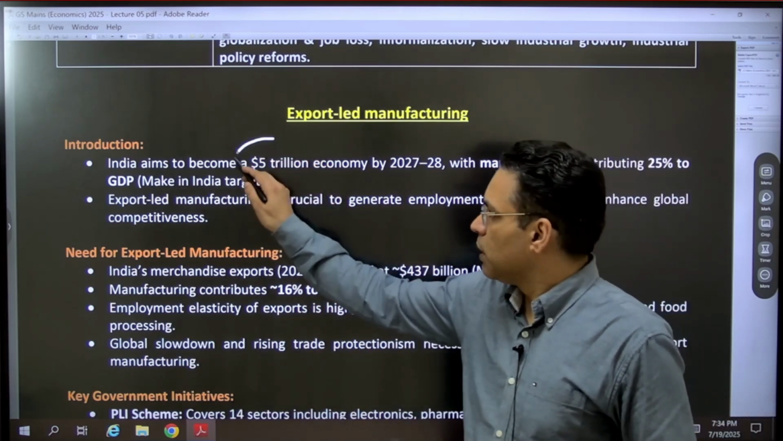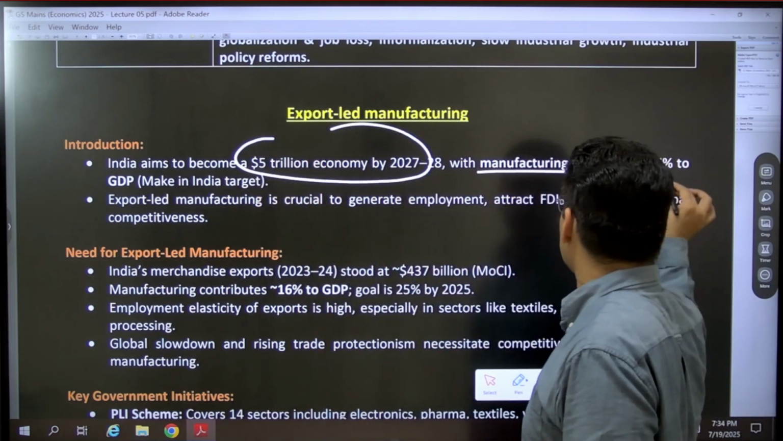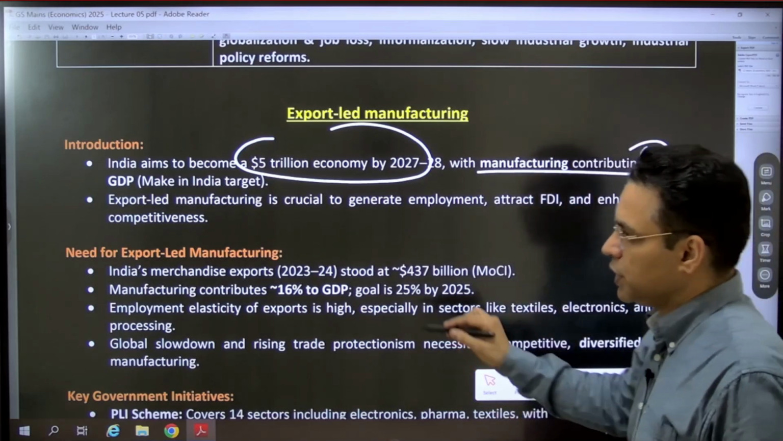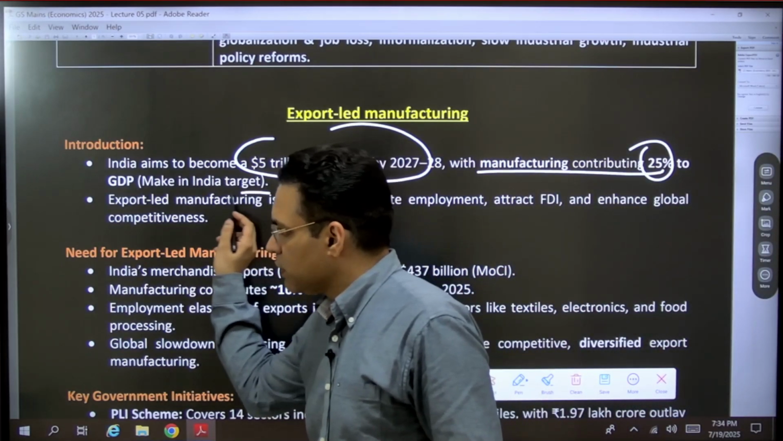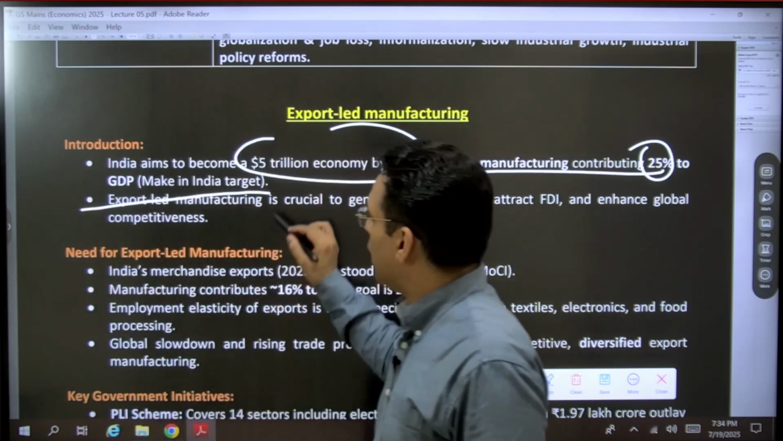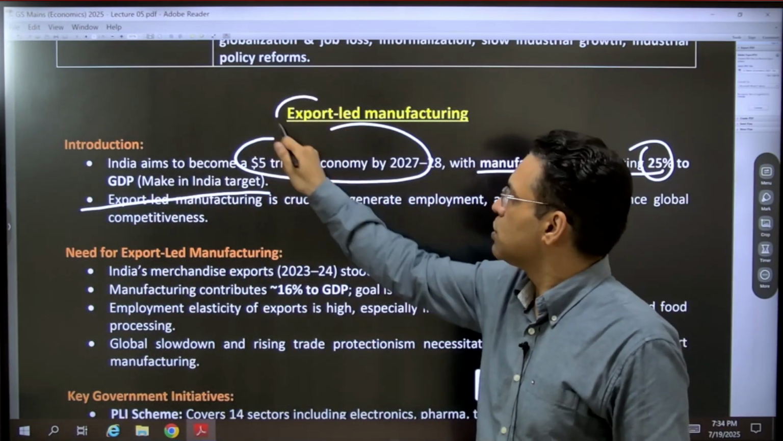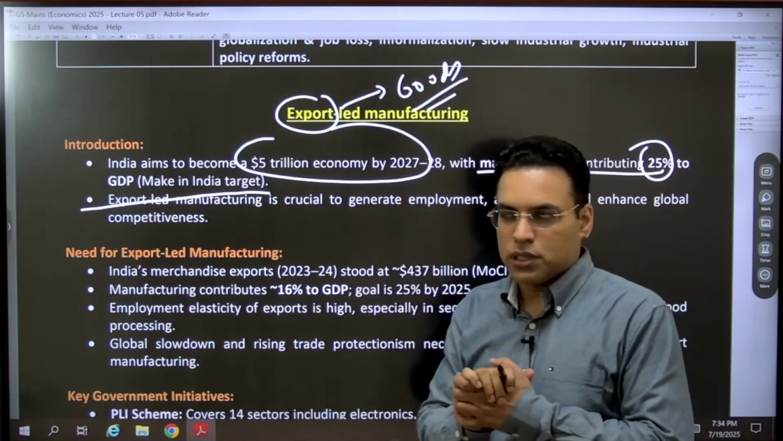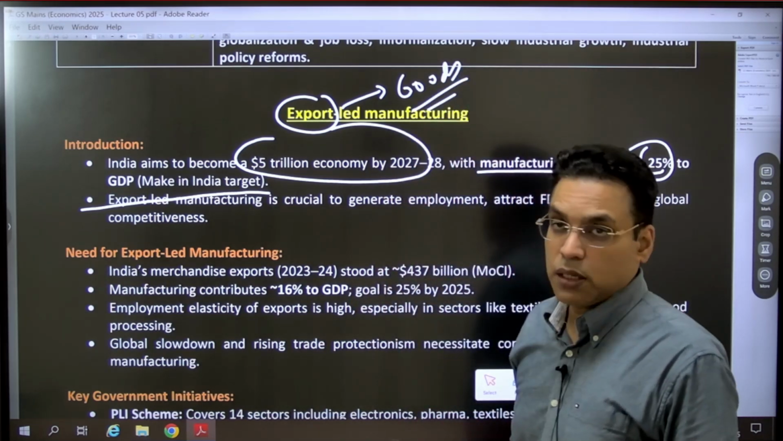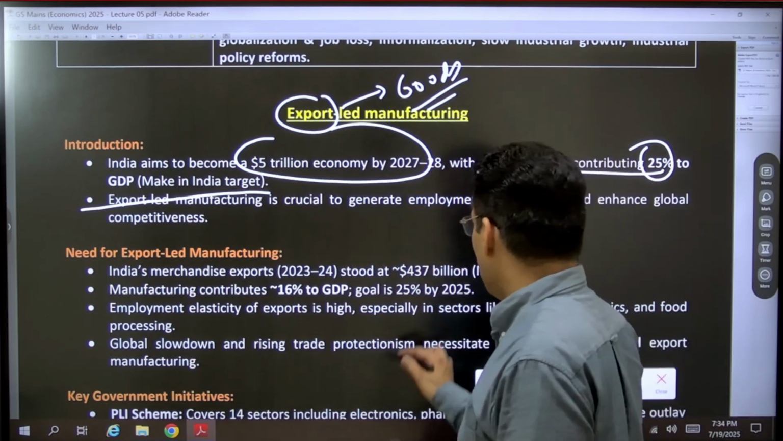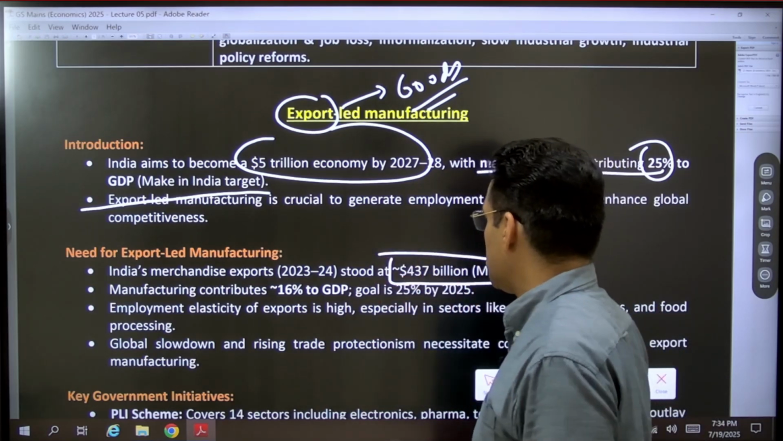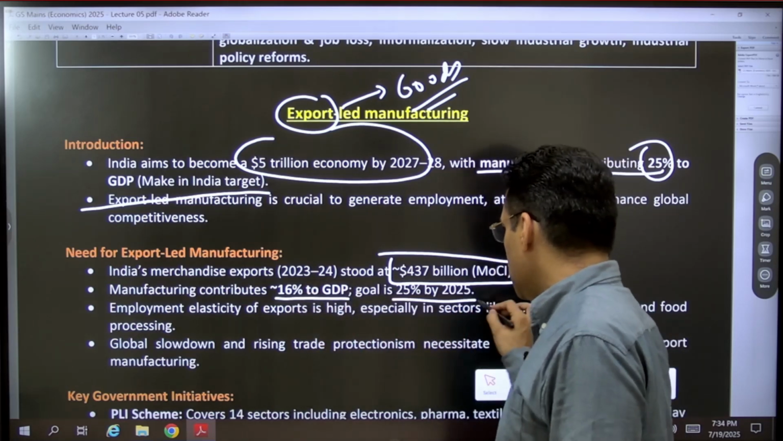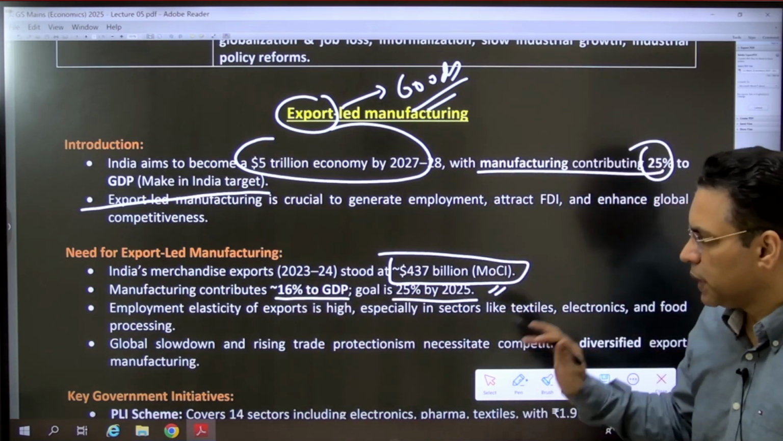If India wants to become a 5 trillion economy, it is believed that manufacturing can contribute, and here we want the manufacturing sector to contribute 25% of the GDP. When you're looking at 25% of the GDP in manufacturing, you have to identify that exports have to come, and that too through goods. In the service sector, India is already doing good exports, but goods-based manufacturing has to be promoted. Looking at the data, last year exports stood at $437 billion. It is 16% of the GDP, and the goal is to reach 25%, which is not possible, but yes.